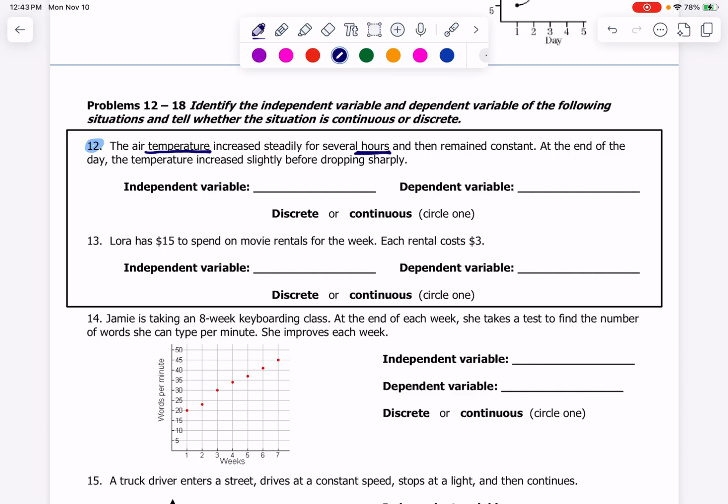Okay, so the air temperature and the number of hours. Which one of these is something that we either are deciding for the problem or we can't control at all? That's right. That's the time. So the independent variable here is going to be the time. The dependent variable, the outcome of time passing, is that the temperature is going to change.